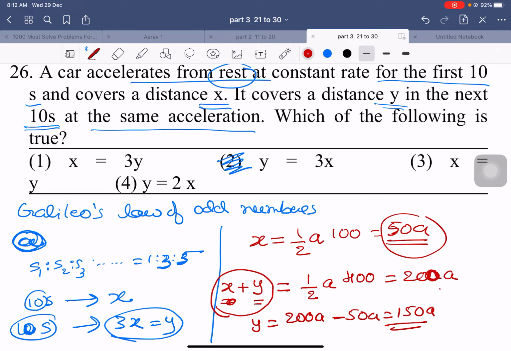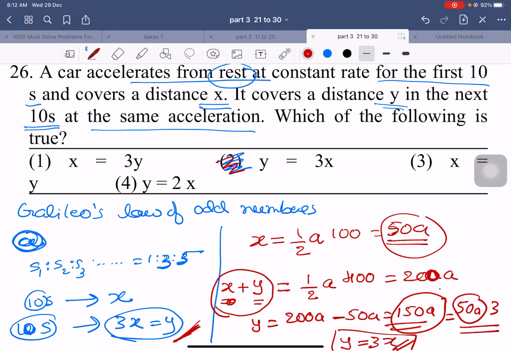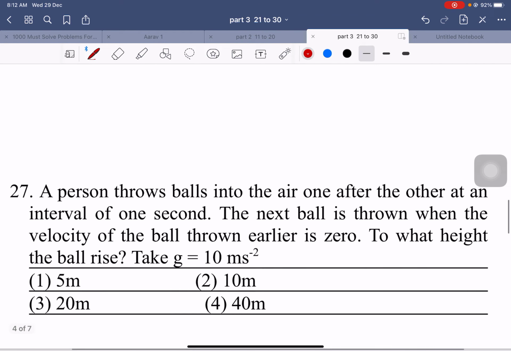Now I can write this 150a as 50a into 3. So y is equal to 3 into 50a, and 50a means x. Therefore y is equal to 3x. The second option is the correct one. So this is the concept based explanation. This is how you can solve it in the examination even if you forget the concept of Galileo's law of odd numbers. Now we will move on to the next question.